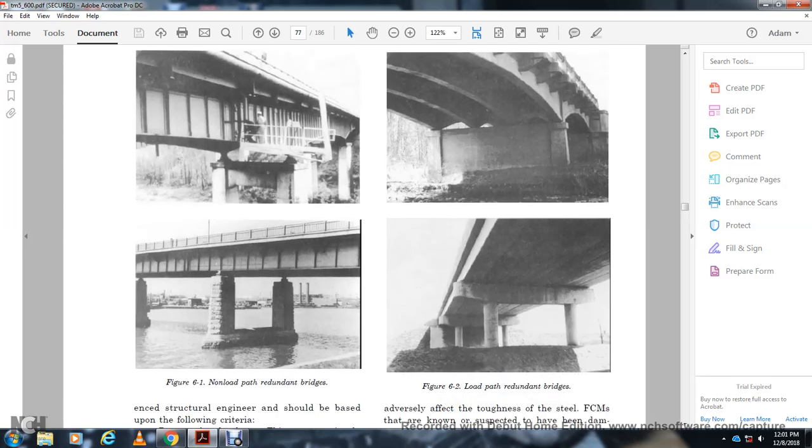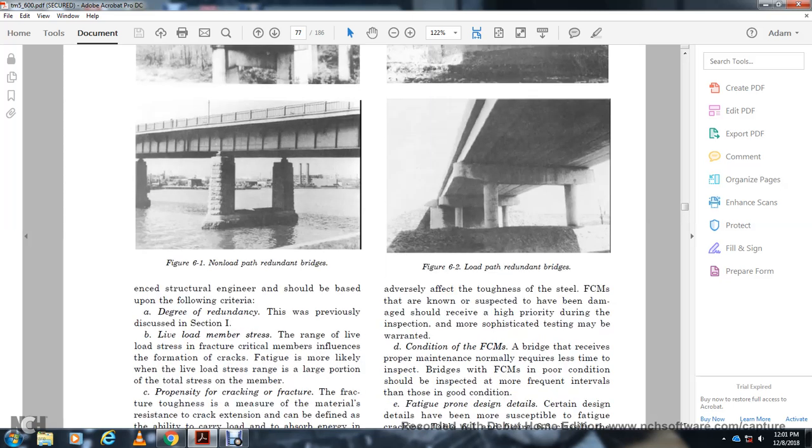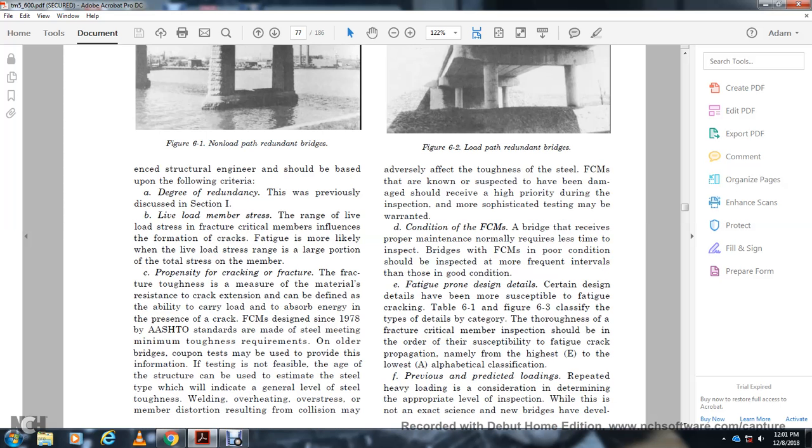Alright, this figure shows the non-load path redundant bridges, and then 6.2 shows the load path redundant bridges. Alright, the degree of redundancy. As previously discussed in section 1, live load stress range: the live load stress range of the fracture critical member. The formation of cracks from fatigue is more likely when the live load stress range is a large portion of the total stress of the member.